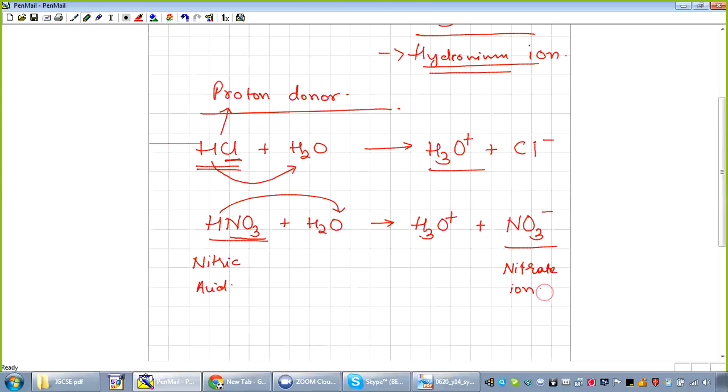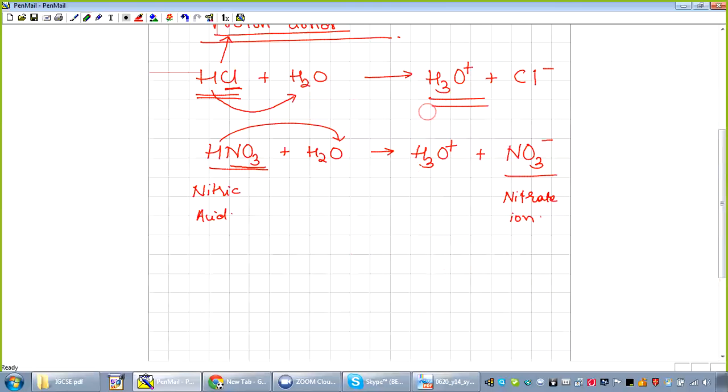So any substance that produces hydronium ion when dissolved in water is an acid, or any substance that donates a proton, which is a proton donor, is defined as an acid. A proton donor, or one that forms hydronium ion when dissolved in water. Okay, I'm just going to consider one more example over here.